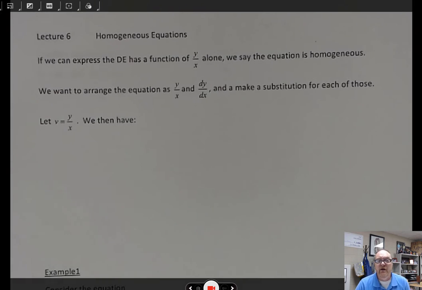All right, so we want to look at one other technique for solving first order differential equations. We've talked about separable equations. We've talked about linear equations. We've talked about exact equations, and then today homogeneous equations. So you've got several things in your bag of tricks.